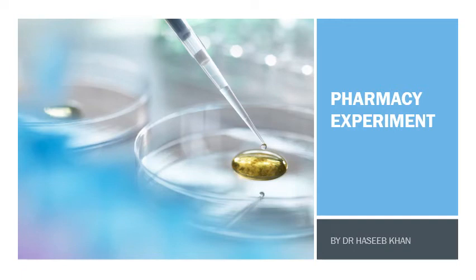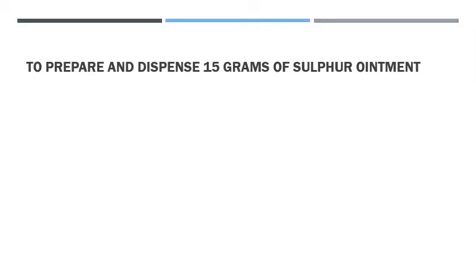Today's practical is about sulfur ointment. It comes under the heading of pharmacy experiment. It is basically a pharmacy practical, and you have to prepare and dispense the sulfur ointment. As the heading indicates, this is a sulfur ointment experiment. You have to prepare and dispense 15 grams of sulfur ointment.